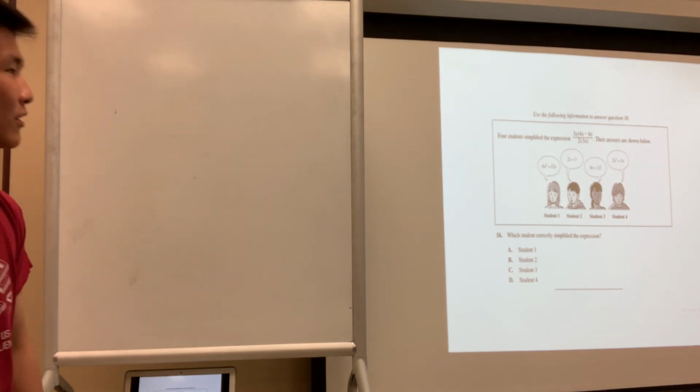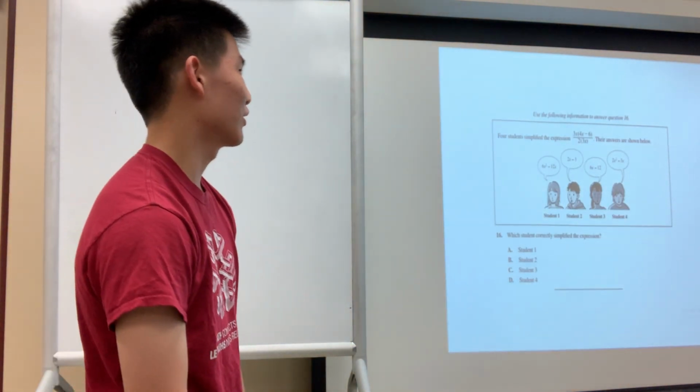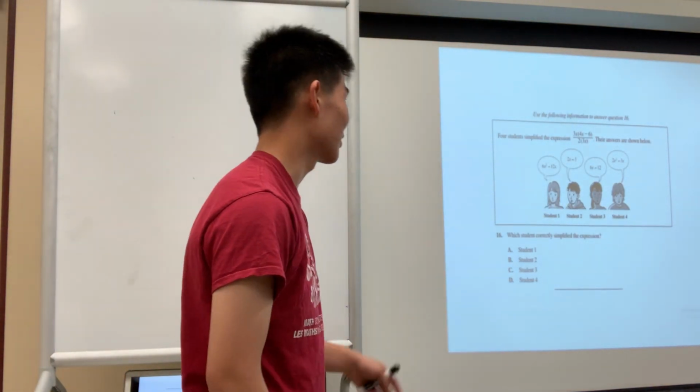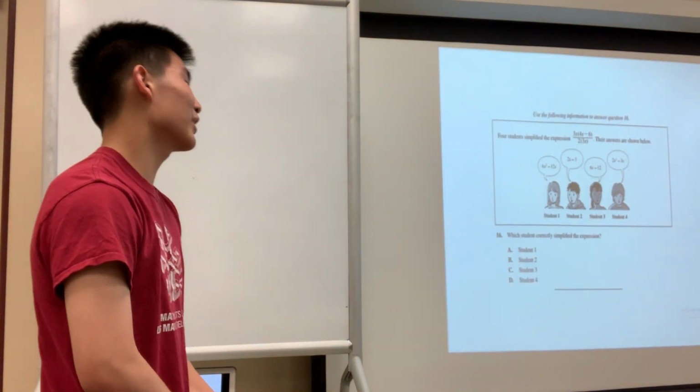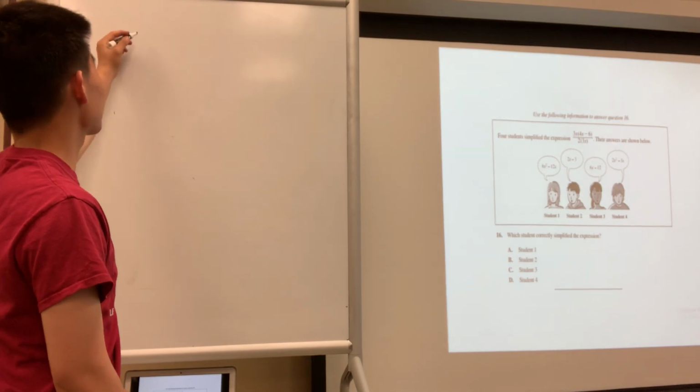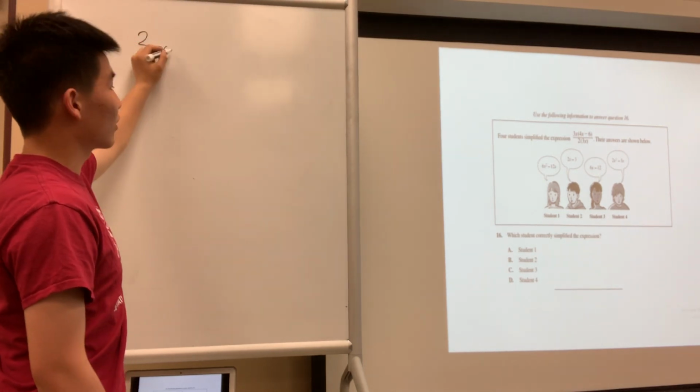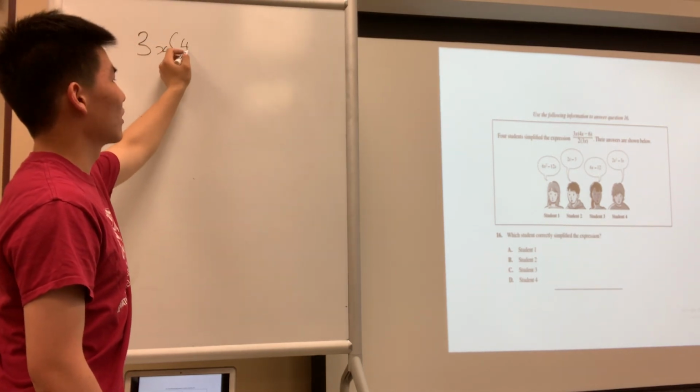Alright. So really it's just a different way of telling you to solve for what the expression is going to be, right? So you have 3x times 4x minus 6 all over 2 times 3x.